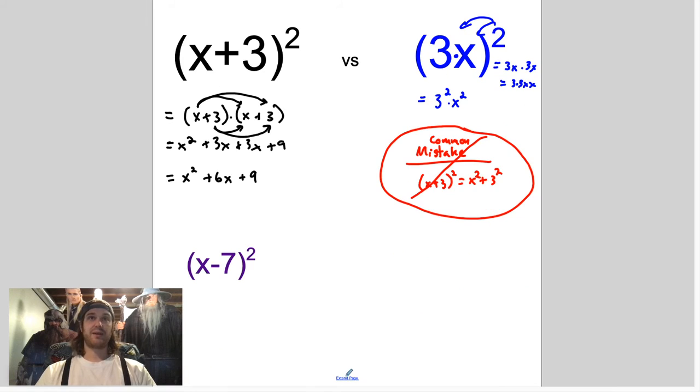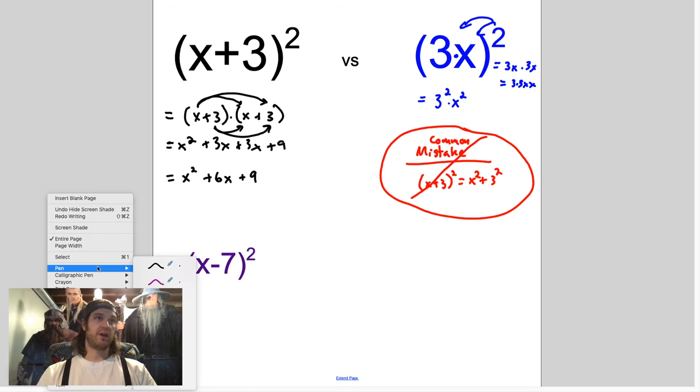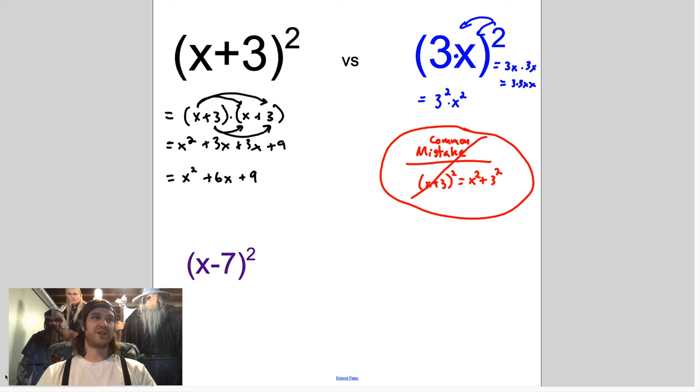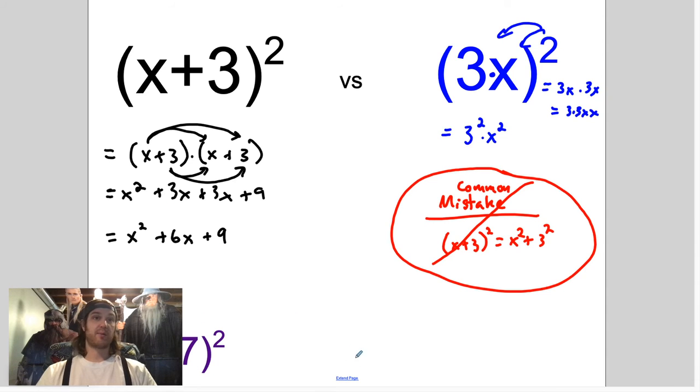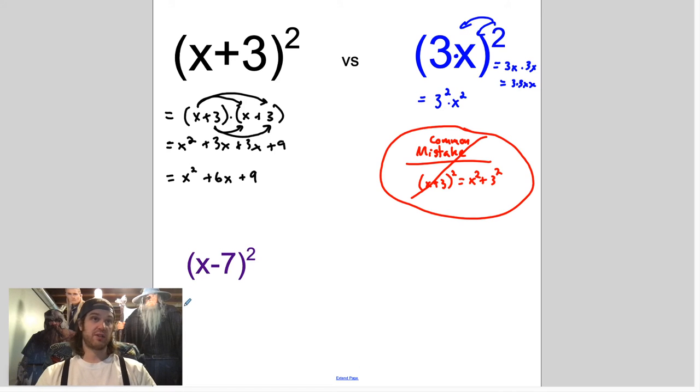And it's actually made even worse when there's a minus, because people think this is a difference of 2 squares, and it's not. This is exactly like the case above. People want to just say, oh, it looks so much like this case. It's not. It's a separate case completely. This is a different special case than the one we were learning about before. This means x minus 7 times x minus 7.